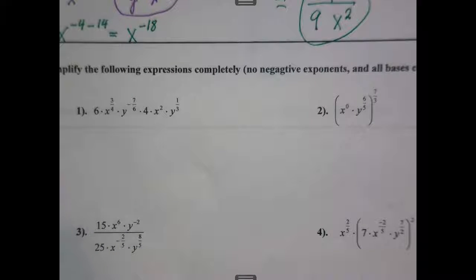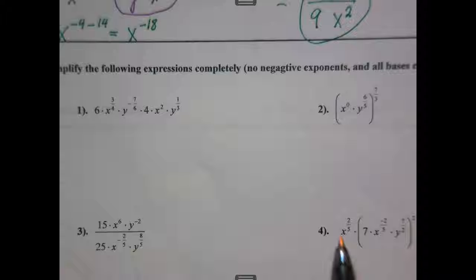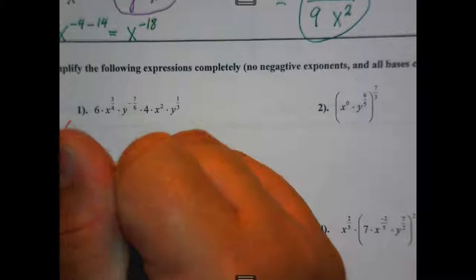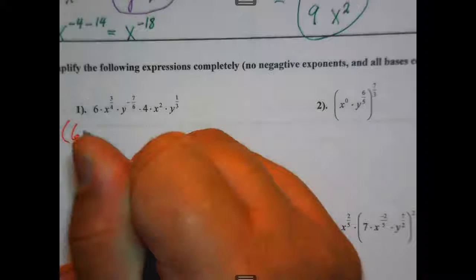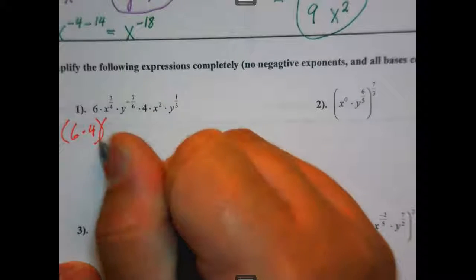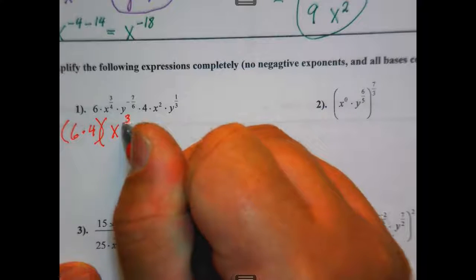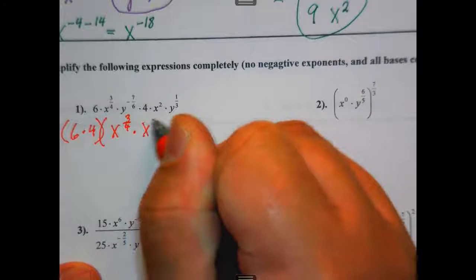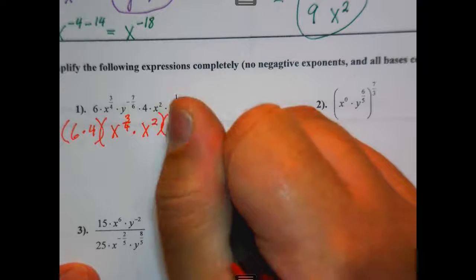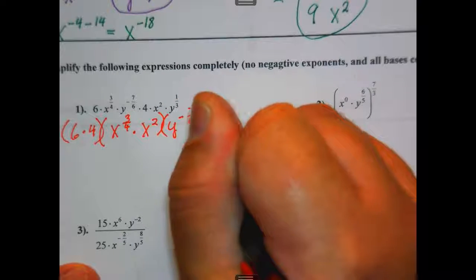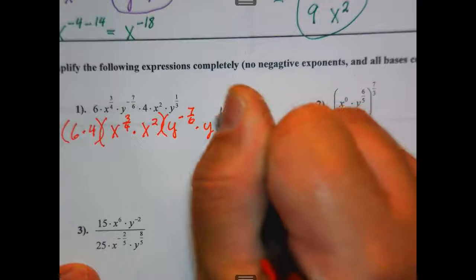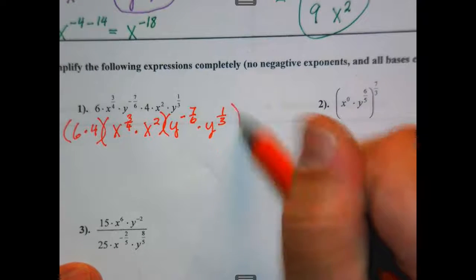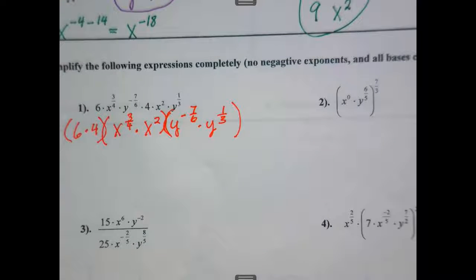This is a good candidate to group your variables and numbers, isn't it? Yes, it is, Mr. D. What a great idea. All right, I have 6 times 4. Then my x's, I have x to the 3/4 times x squared. Y to the negative 7/6 times y to the 1/3. I'm just grouping my same bases.